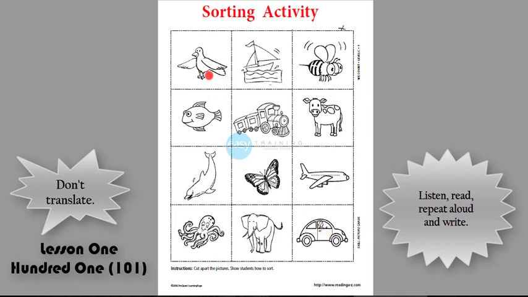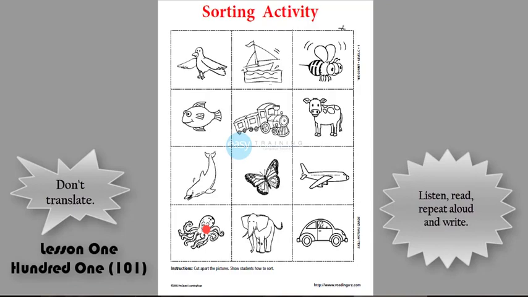This is a dove, or you can also say this is a pigeon. This is a boat. This is a bee. Here is a cow. This is a train. This is a fish. This is a dolphin. This is a butterfly. This is a plane or a jet. This is a car. This is an elephant. And finally, this is an octopus.